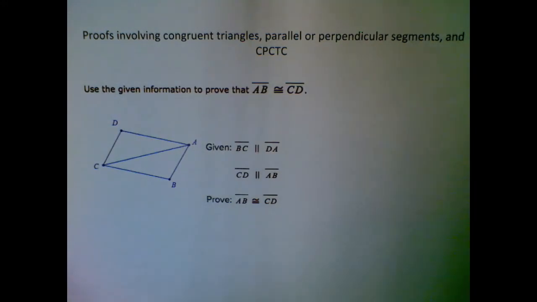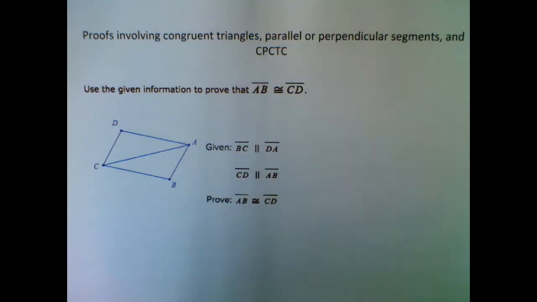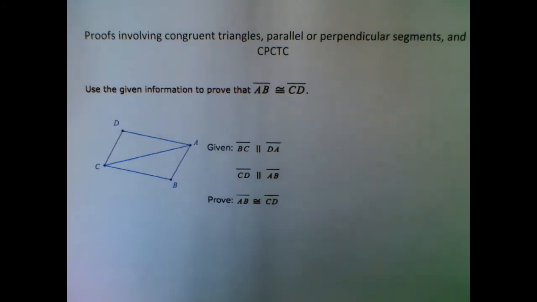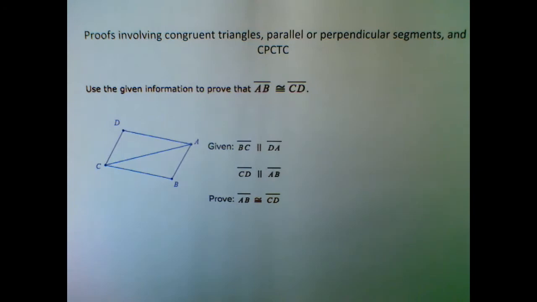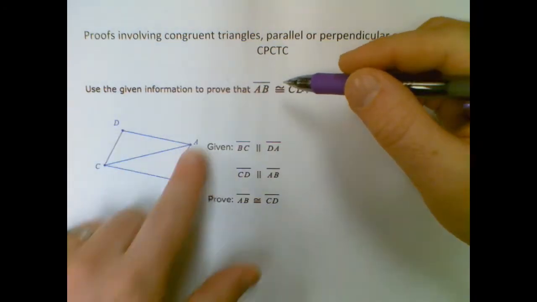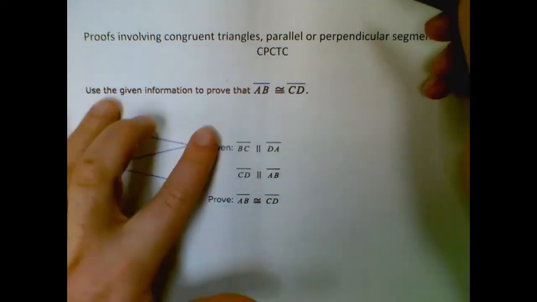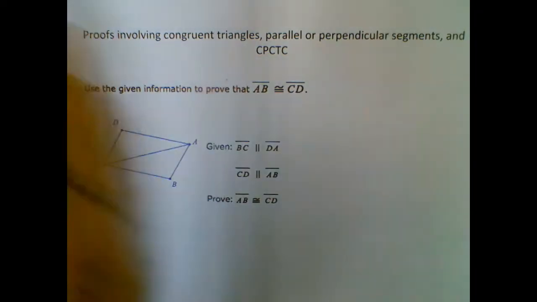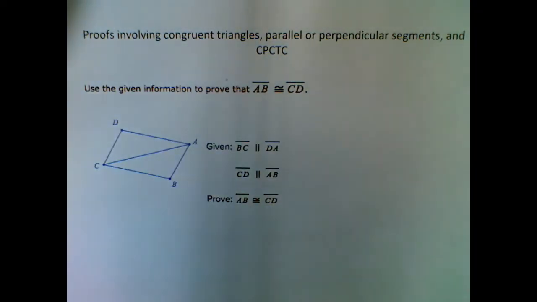Bowman. Today we're going to be looking at the ALEKS topic, proofs involving congruent triangles, parallel or perpendicular segments, and CPCTC. So using a lot of those more recent topics and kind of putting them all together. So we're going to use the given information to prove that AB is congruent to CD. So these are going to be congruent on the kind of left and right sides of our shape.